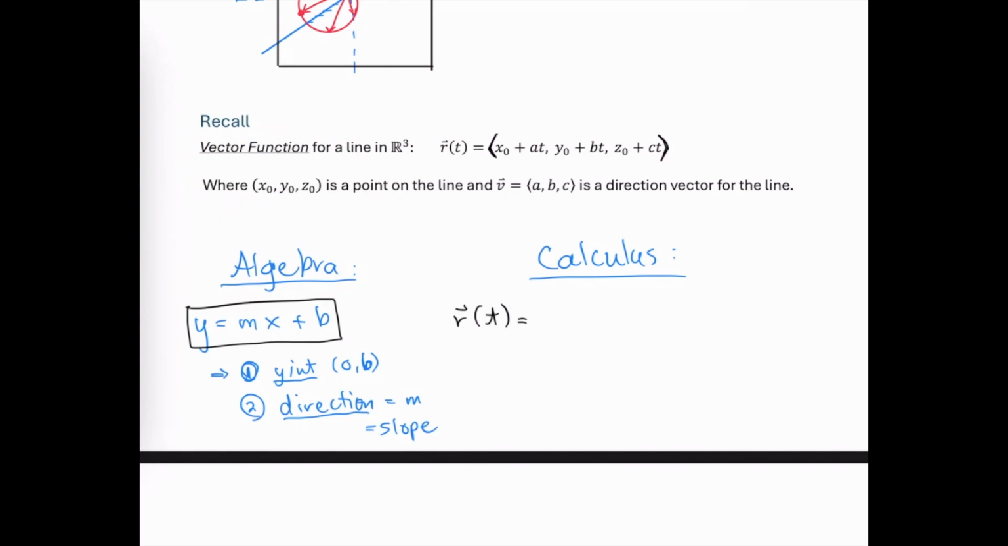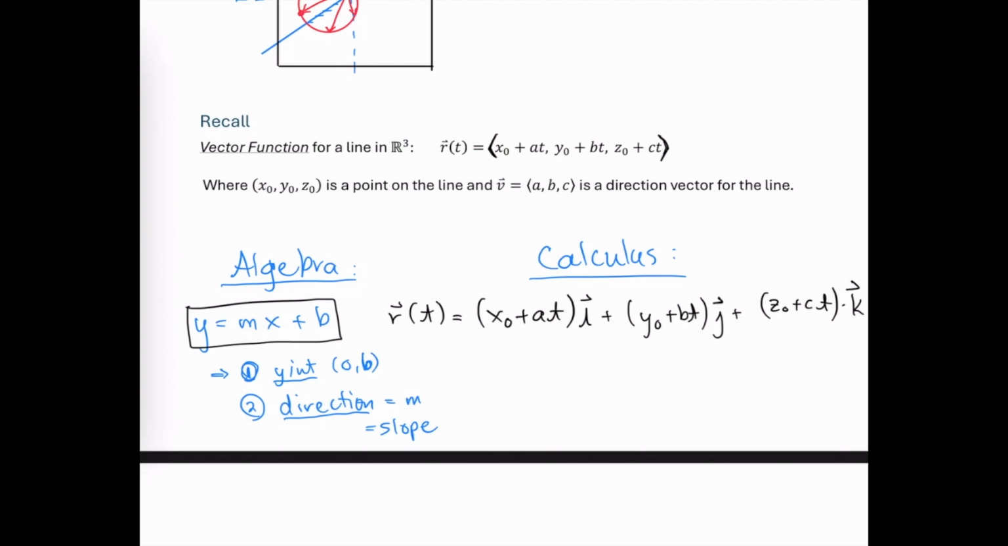So in ijk notation, this would look like x naught plus at, which is the component in the direction of x, so we'll put that as a multiplier on my i vector. The y naught plus bt is the component in the direction of y, so that's going to be multiplied by my j vector with a vector hat. And then z naught plus ct is the component in the direction of z, so that's going to be a multiplier on my k vector with a vector hat. So if I go ijk notation, we definitely need the vector hats.